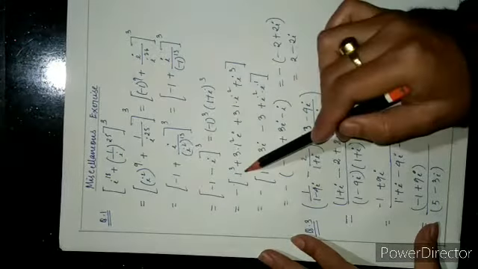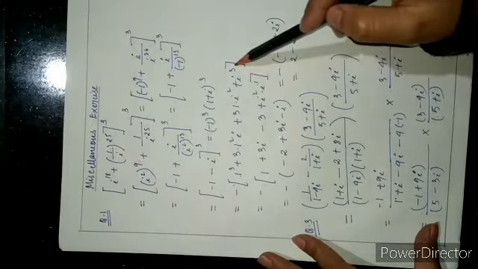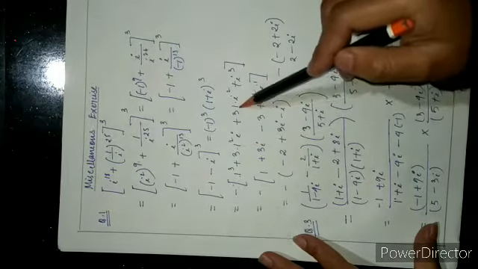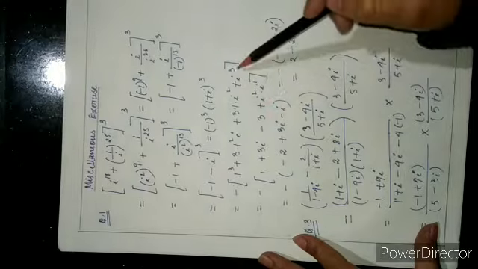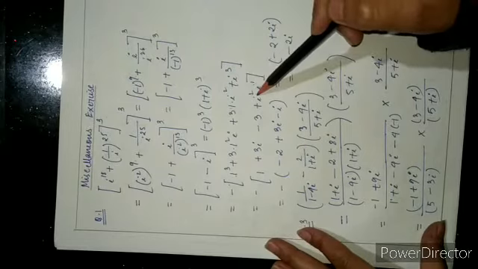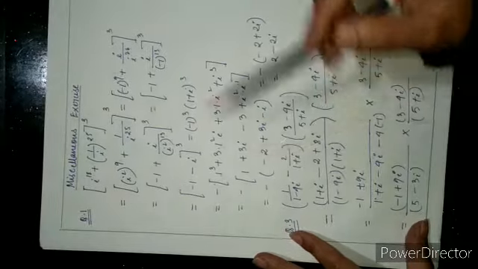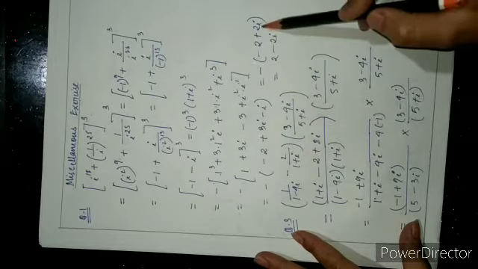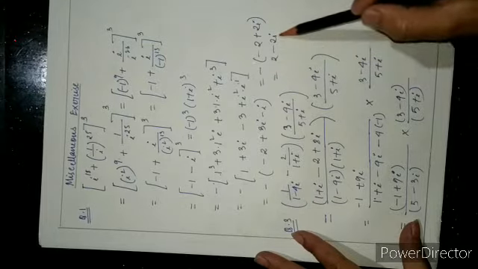(1 plus i) whole cube is 1 cube plus 3 times 1 square i plus 3 times 1 times i square plus i to the power 3. 1 cube is 1, 3 times 1 square i is 3i, 3 times 1 times i square, with i square equal to minus 1, is minus 3, and i cube is reduced to i square into i, which is minus i. So we get 1 plus 3i minus 3 minus i, which is minus 2 plus 2i. Minus 2 plus 2i multiplied by minus 1 is equal to 2 minus 2i.